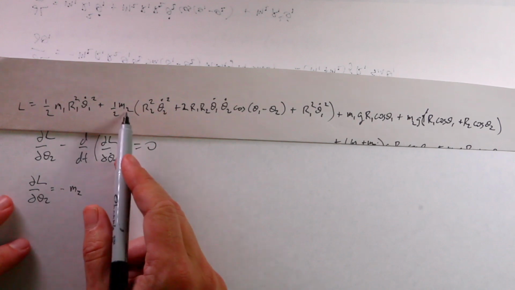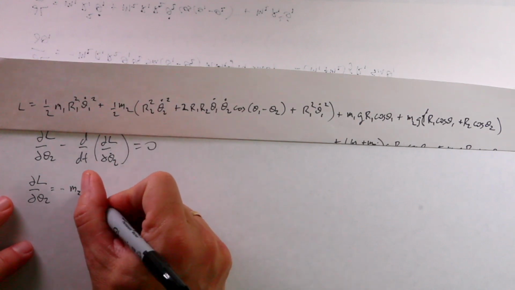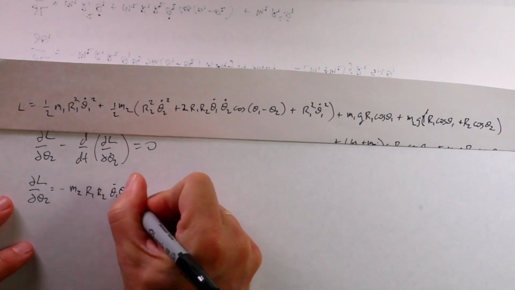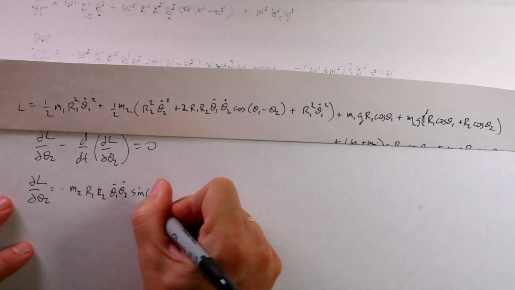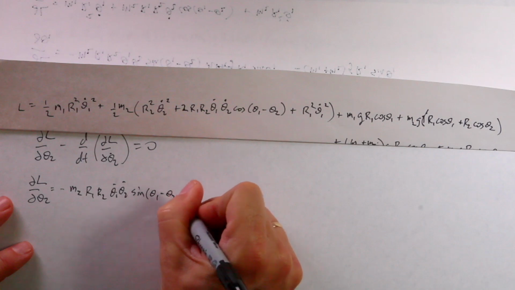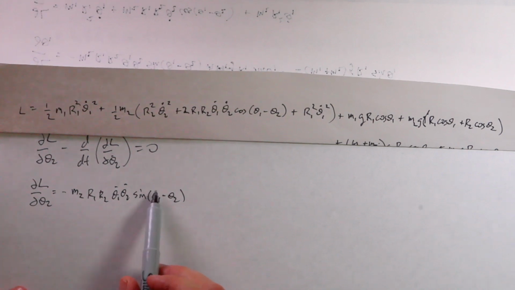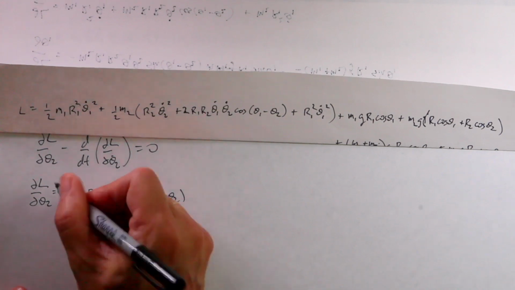So negative m2, and then I get r1, r2, theta 1 dot, theta 2 dot, sine of theta 1 minus theta 2. And now I have to take the derivative of this with respect to theta 2, and I actually get a negative sign, right? Because the partial of this with respect to theta 2 is negative 1, so it becomes plus.